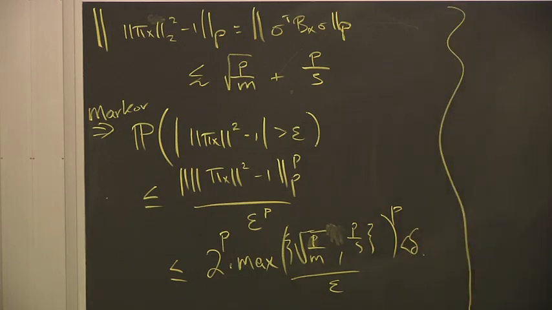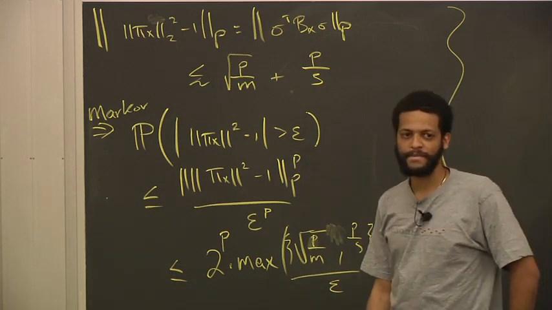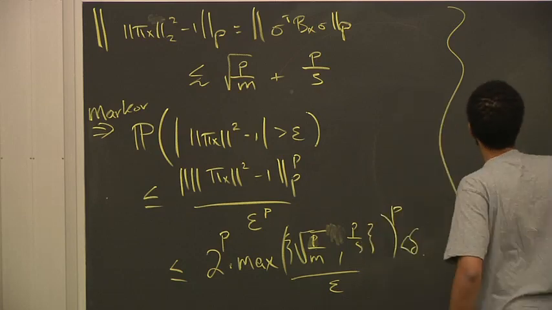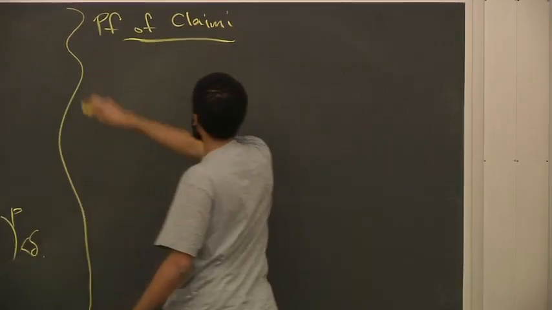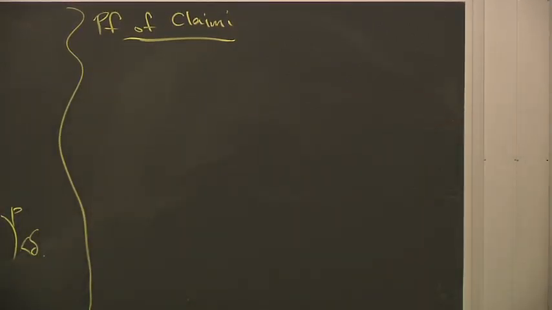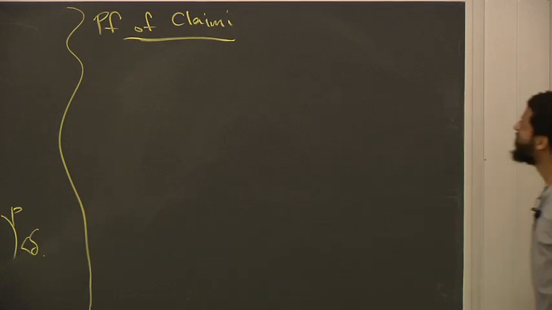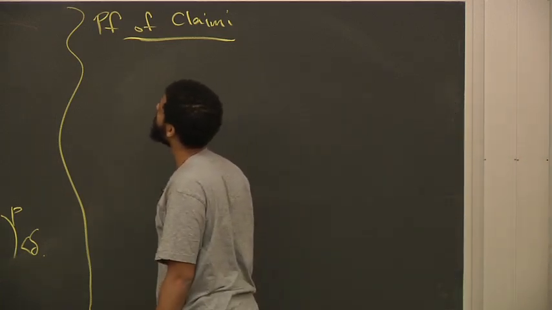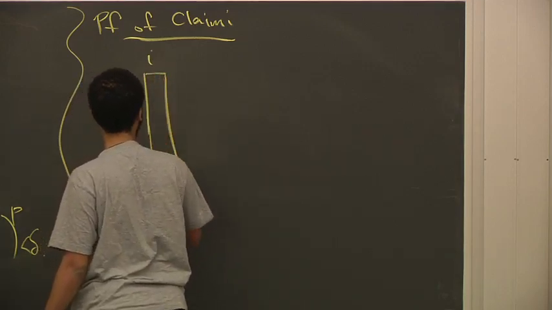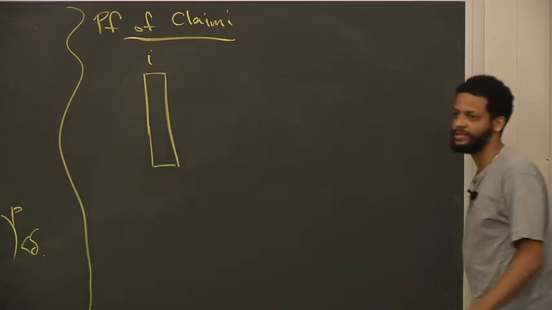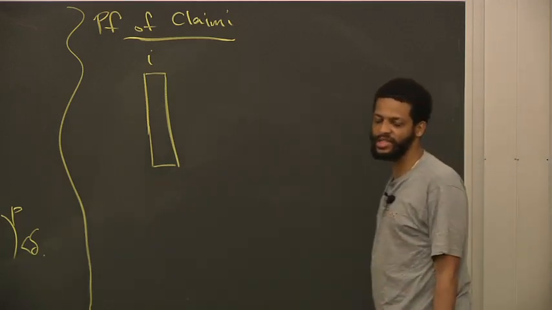So now it's just a matter of proving the claim. That's the thing we want to argue about. So, proof of claim. Remember, Qij is the number of times i and j collide. So let's just fix column i. Remember that columns i and j are independent of each other, right? So column i has s non-zeros somewhere.